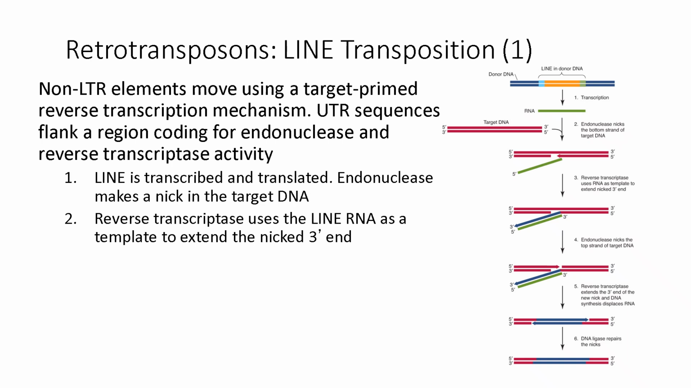LINE elements transpose using a mechanism called target-primed reverse transcription. The LINE is transcribed and translated into endonuclease and reverse transcriptase. The endonuclease makes a nick in the target DNA, and reverse transcriptase uses the LINE RNA to extend the 3' end of the nicked site, beginning the process of DNA synthesis.